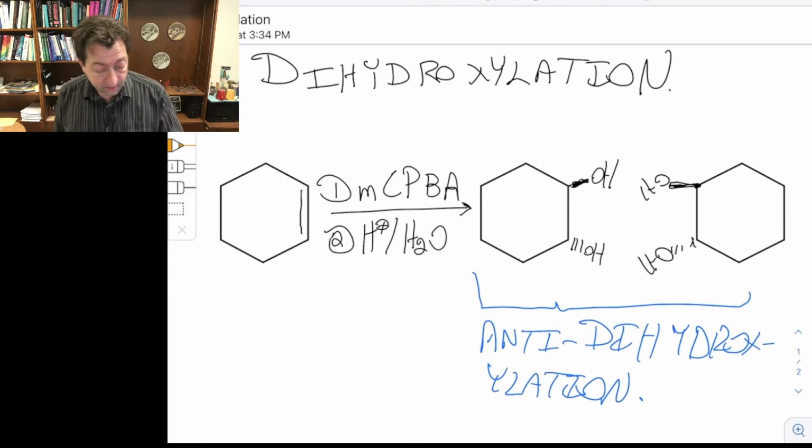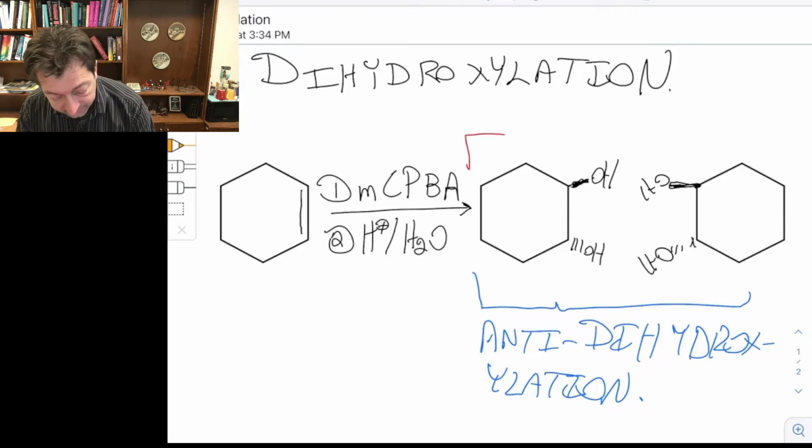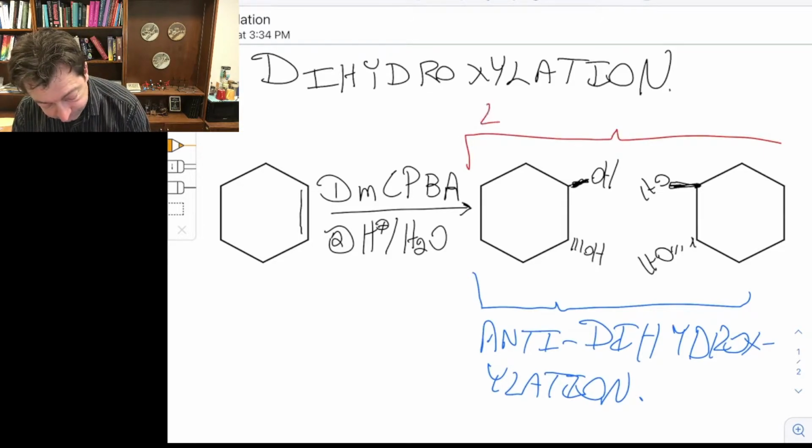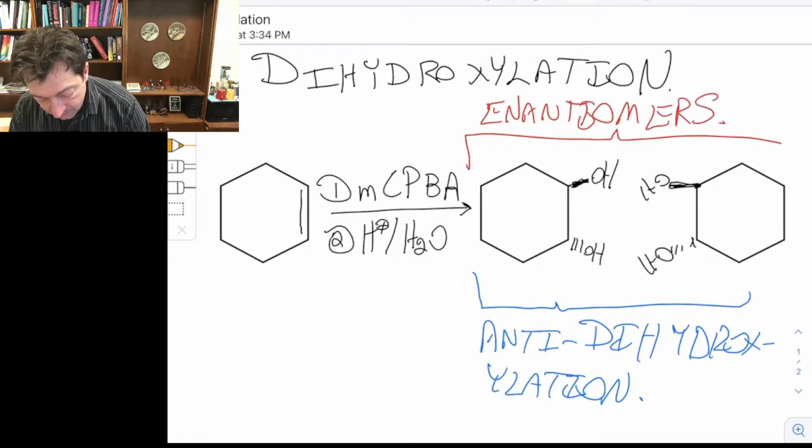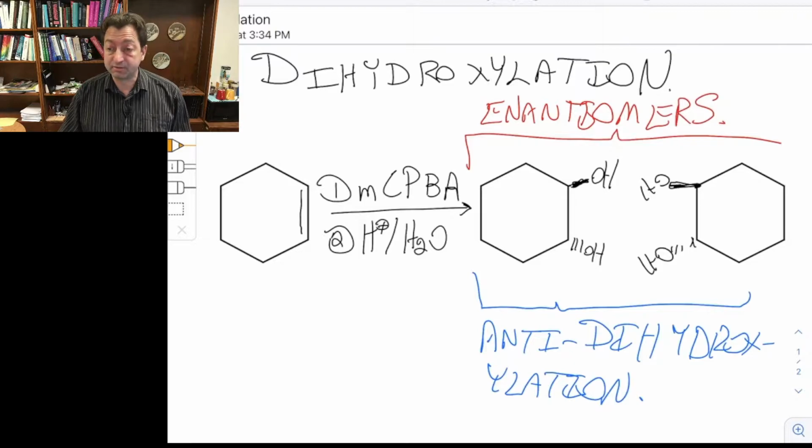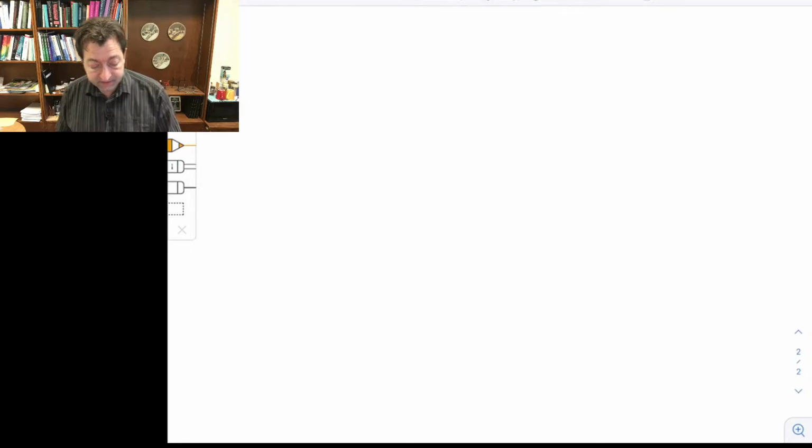And the other thing that we also observe about the products that we form here in this instance, we've got a pair of enantiomers. And again, I've just drawn them in a particular way. We'll look at the mechanism in a little bit of detail about how we get to that pair of enantiomers. But first, let's look at this reagent, metachloroperbenzoic acid.